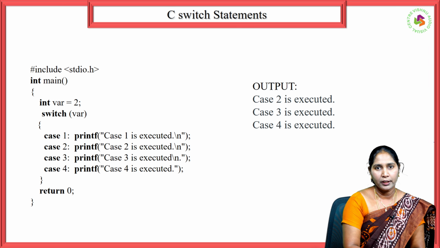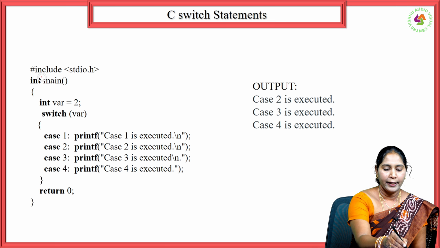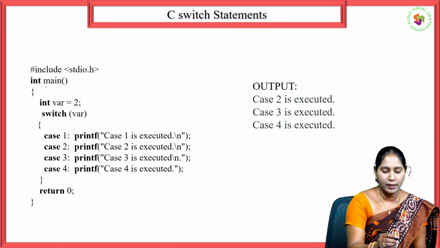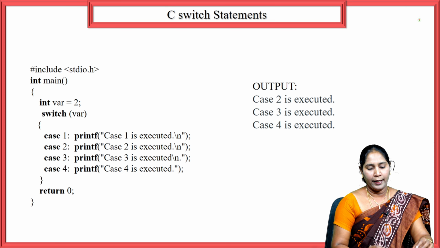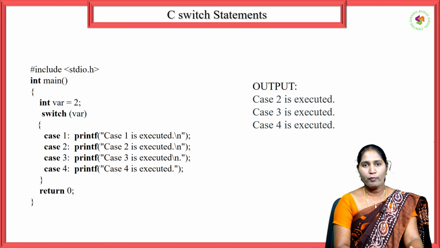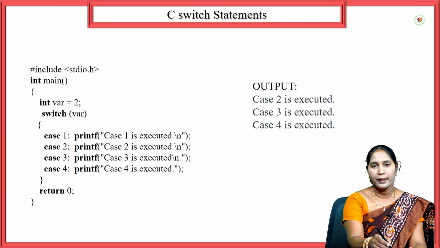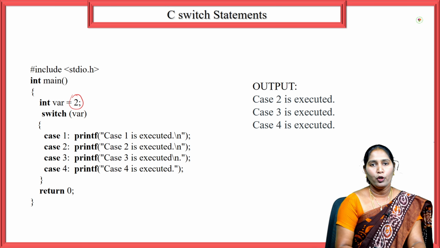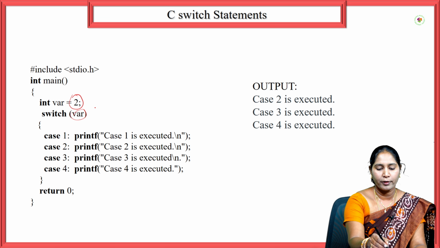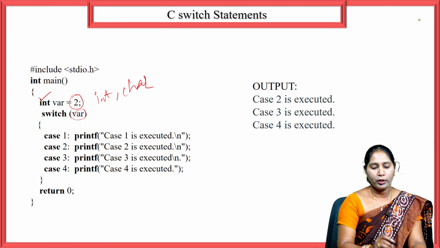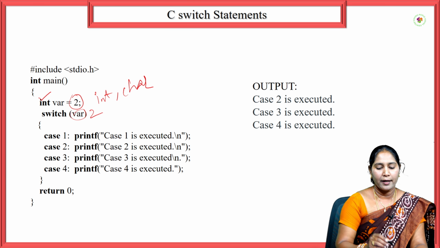So we are giving our main function as int type. That means whenever I am using the type int here, you mandatorily have to use the return 0 statement at the end. Then I am declaring one variable of type int, and I have assigned the value 2 to the variable var. Then I am checking that one. As you all know, this expression should be of type either int or char, so I have used int here. What is the value? 2. That means switch 2.